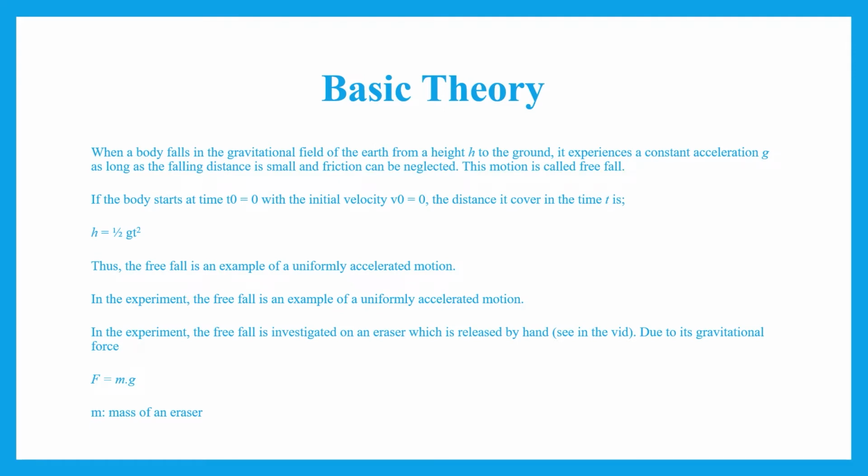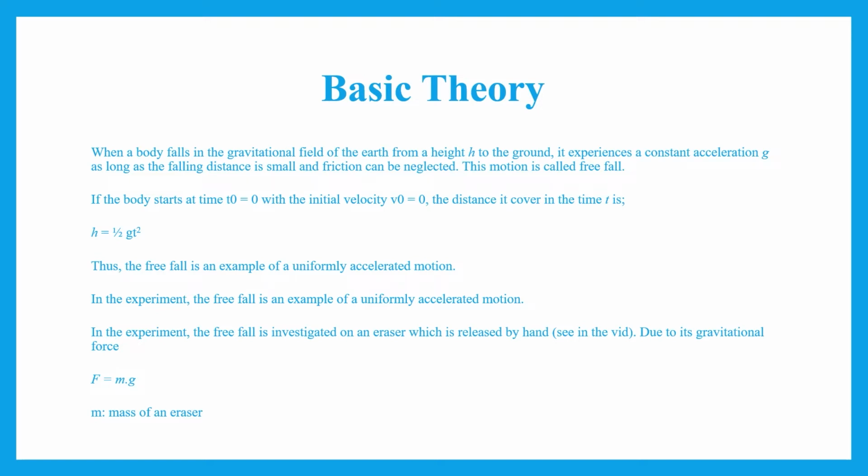When a body falls in the gravitational field of the Earth from a height to the ground, it experiences a constant acceleration as long as the falling distance is small and friction can be neglected. This motion is called free fall. If the body starts at time t0 equals 0 with initial velocity v0 equals 0, the distance covered in the time t is h equals 1 over 2 g t squared. Thus, free fall is an example of a uniformly accelerated motion.